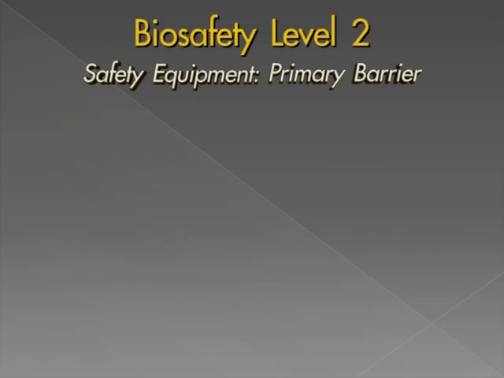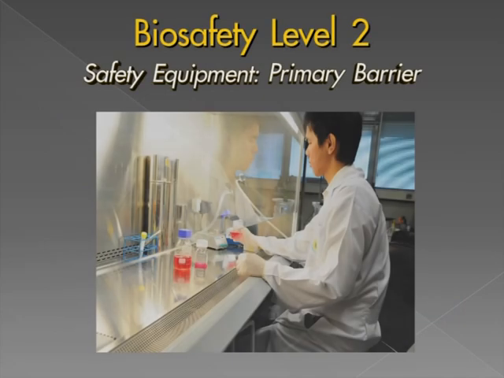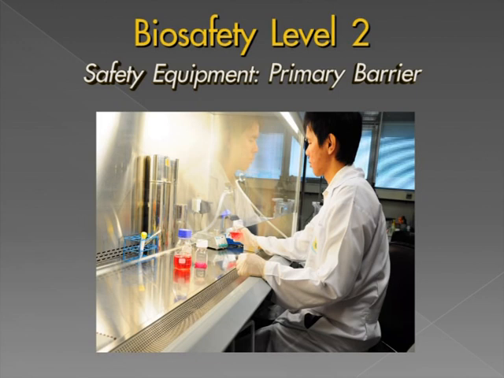Safety equipment, primary barrier. At BSL-2, all work that might create aerosols of infectious materials should be done using some form of containment. The most common device for this is the biological safety cabinet. The most common cabinet in use is referred to as a Class II Type A biosafety cabinet.